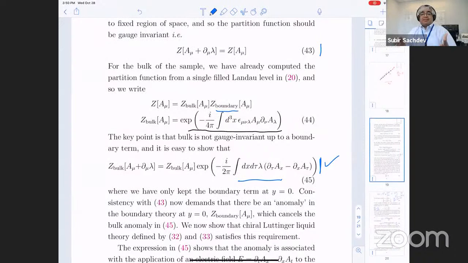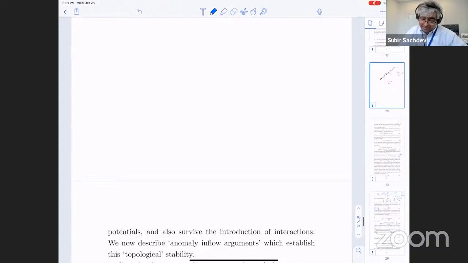So once you have a gapped sample with a sigma xy, then you know immediately that you can't escape having gapless excitation on the edge, because by inserting a flux tube, you can create an electric field which will drive the electric charges out. So let me actually draw a picture of that.